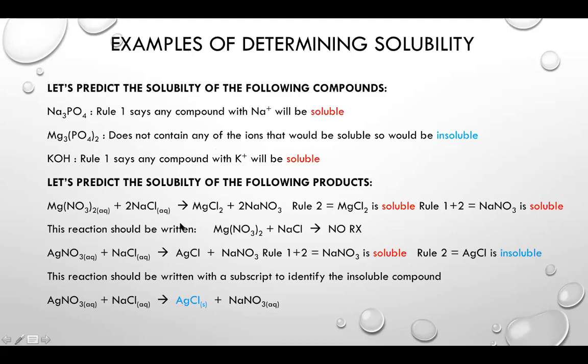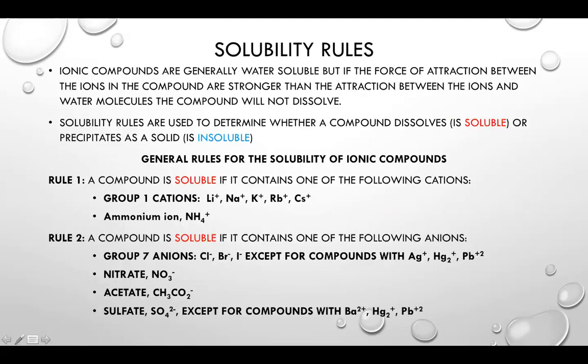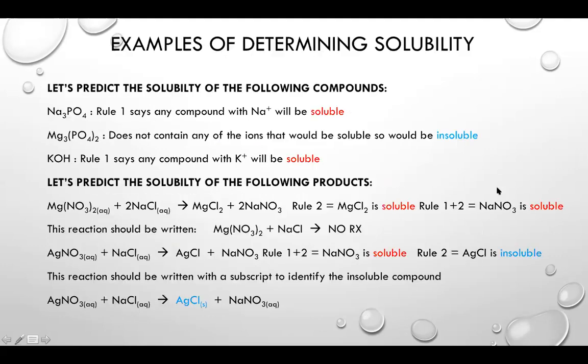So we have this equation up top where we have magnesium nitrate that is going to combine with NaCl, or table salt, and that's going to give us magnesium chloride and sodium nitrate. If we look at rule number 2, we have magnesium chloride that's formed, and because we have that Cl, that's one of those anions, it's soluble. And according to rules 1 and 2, because we have the nitrate here and the sodium here, that's going to make this soluble.